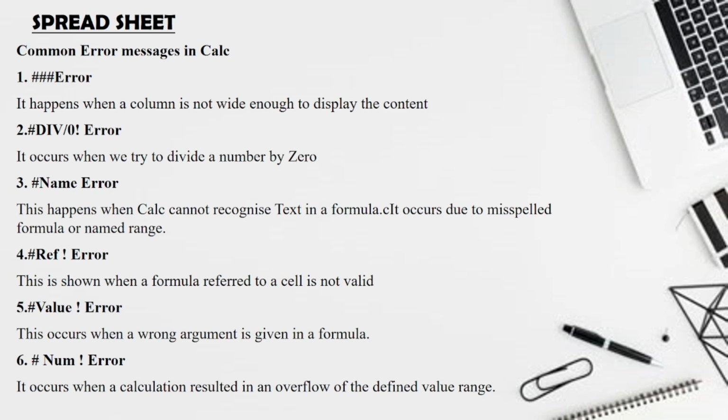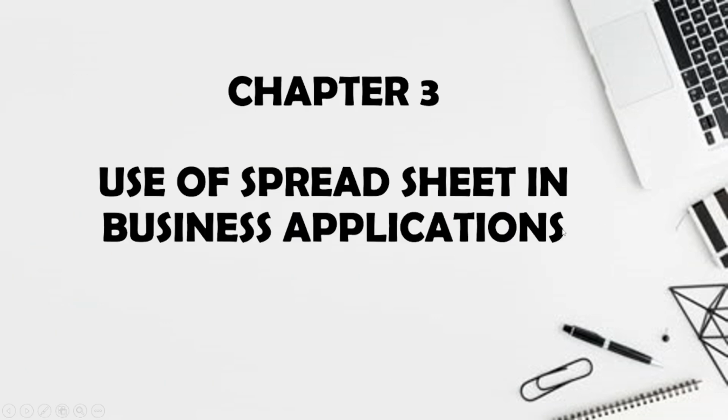Kindly remember, the first one happens when a column is not wide enough to display the content. The second one occurs when we try to divide a number by 0. And the third, a name error, happens when Calc cannot recognize the text in a formula. And the fourth one is shown when a cell referred to in a formula is not valid. And the fifth type of error occurs when a wrong argument is given in a formula. And the number error occurs when a calculation results in an overflow of the defined value range. So that's all about that chapter.